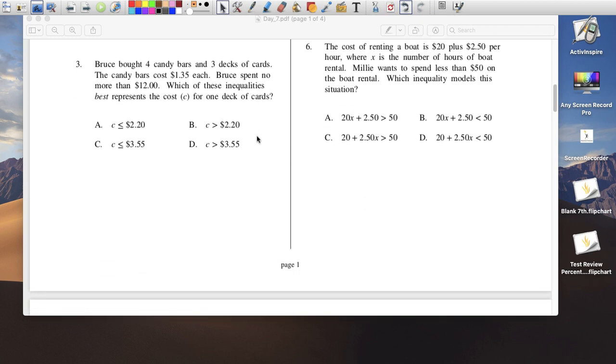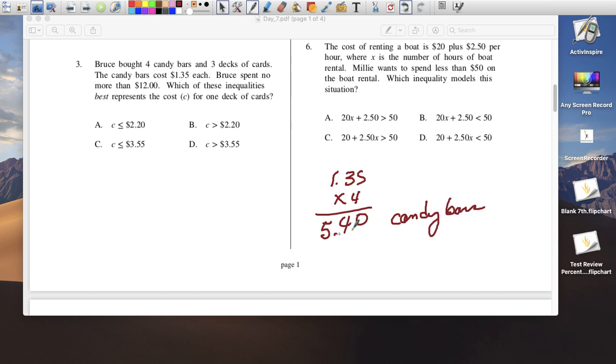Number 3. Bruce bought 4 candy bars and 3 decks of cards. The candy bars cost $1.35 each. So it's $1.35 times 4. So he spent $5.40 on candy bars. I'm going to write candy bars.